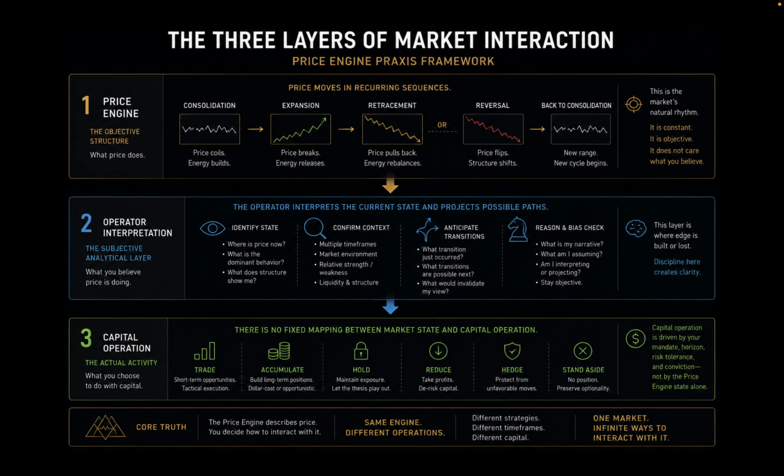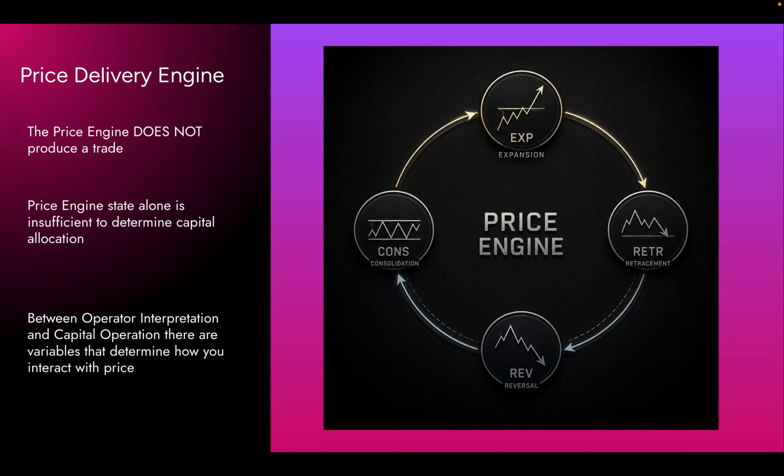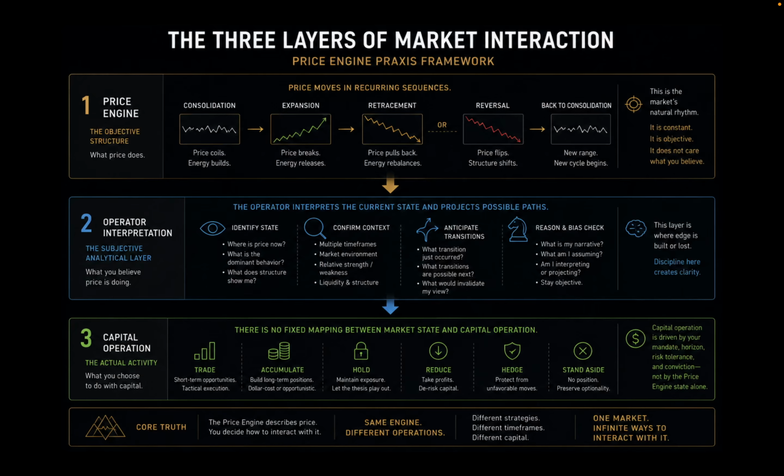So there are multiple steps here, right? First, we look at the price engine. We then interpret the price engine. We then allocate accordingly. In between the actual looking at the price engine and the allocating of the capital, there are multiple steps. But really, saying that is to say the price engine itself does not produce a trade. This is ultimately the compass of the market, right?